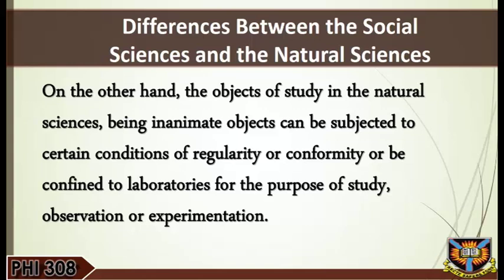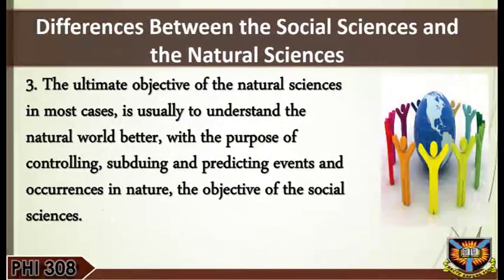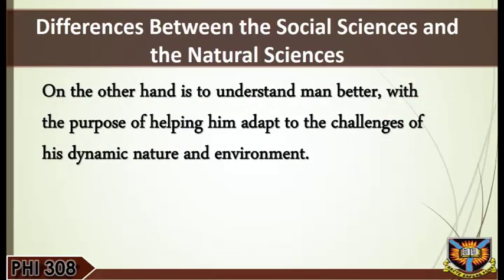Even in cases where the natural sciences study animals, it is still possible to subject such animals to certain specified conditions. Finally, another area of difference is in their ultimate objectives and purposes of study. While the ultimate objective of the natural sciences in most cases is usually to understand the natural world better, with the purpose of controlling, subduing, and predicting events and occurrences in nature, the object of the social sciences, on the other hand, is to understand man better, with the purpose of helping him adapt to the challenges of his dynamic nature and environment.